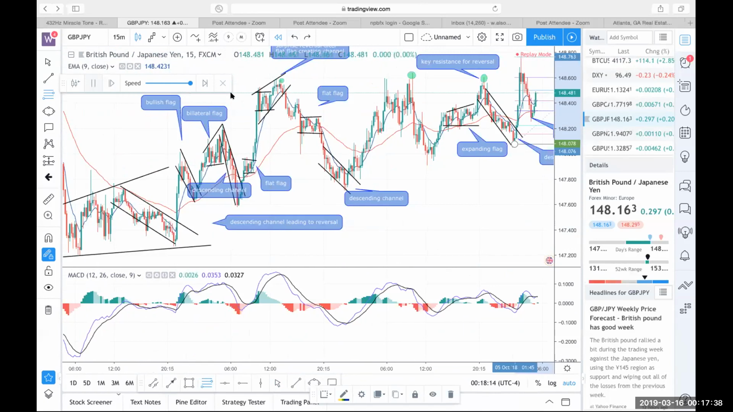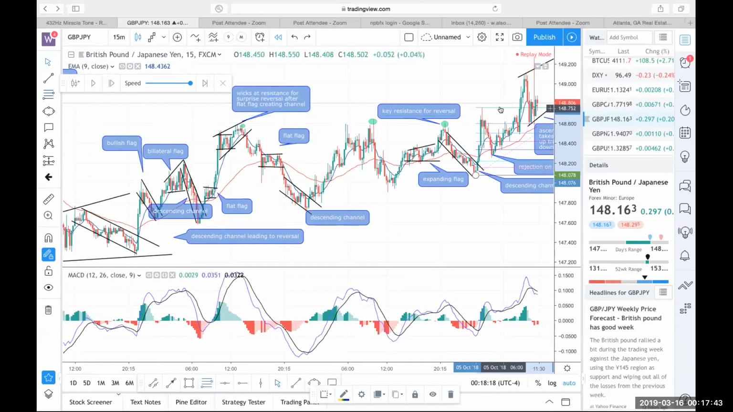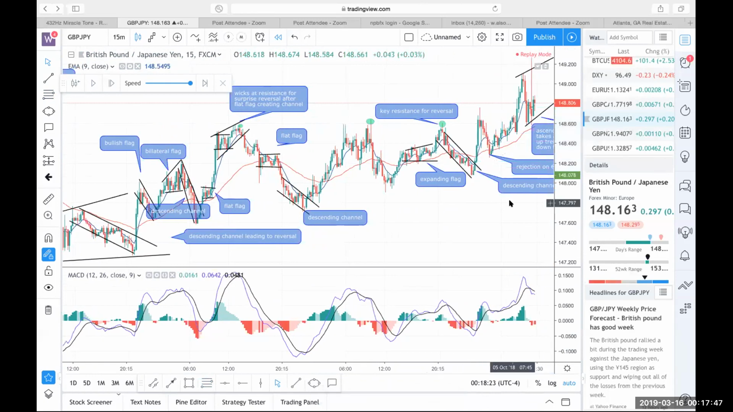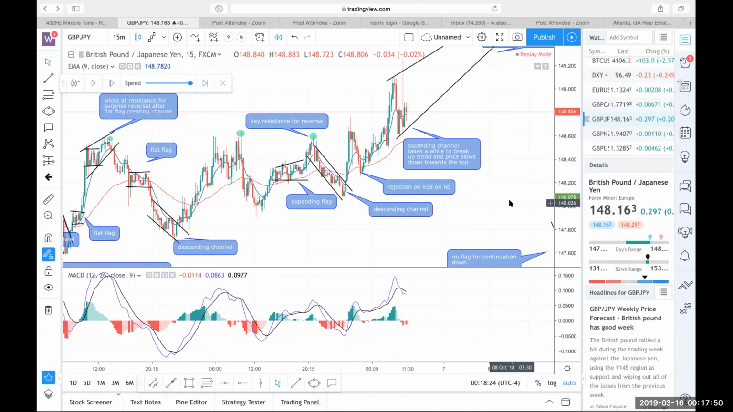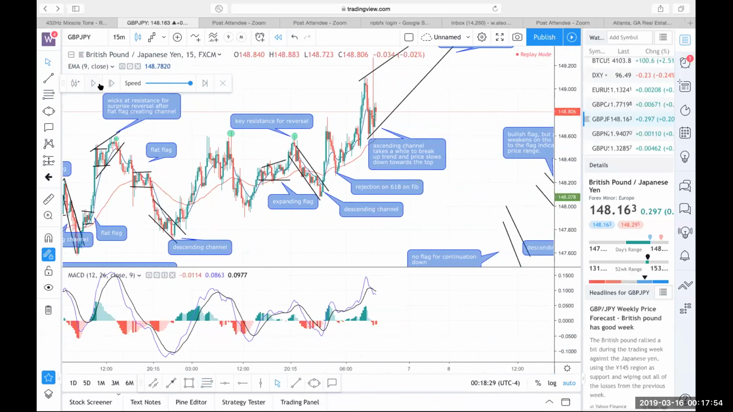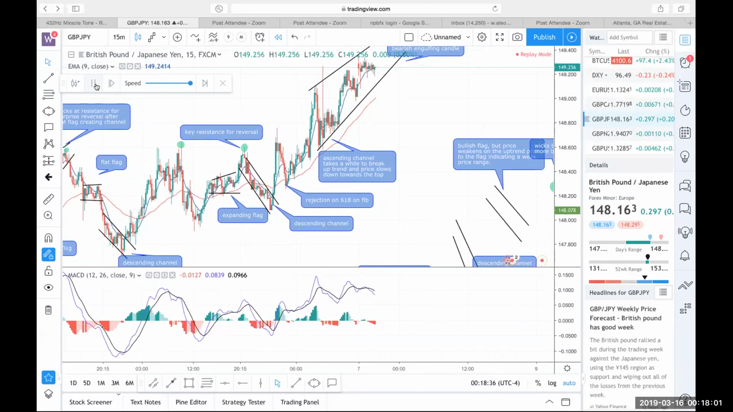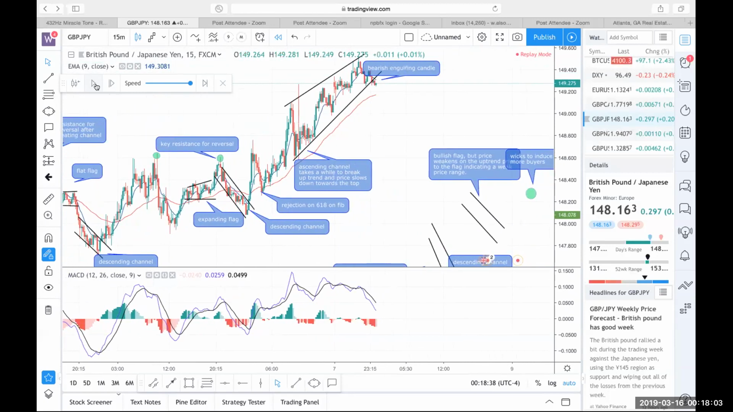Now, wait, let me move this. Okay. Rejections. Yeah. So we got a rejection. Now, okay. Ascending channel takes a while to break in an uptrend, and price slows down towards the top.